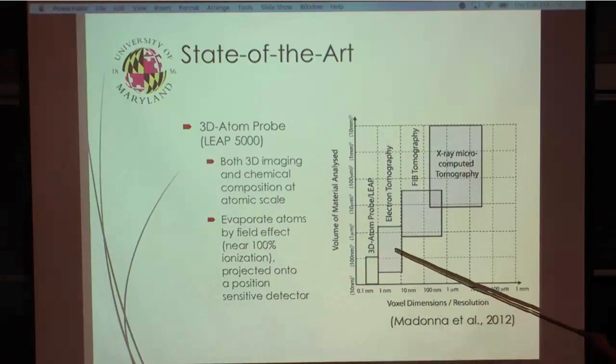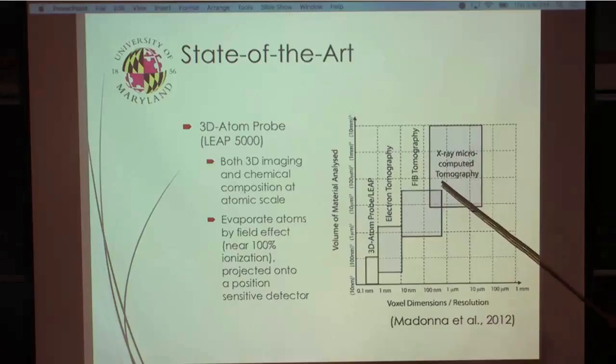And then when you go up to a little more material, you need electron tomography, which essentially uses the transmitted electrons to go through thin materials, and then FIB-SEM tomography, and then X-ray microtomography, and then micro-CTs and so on. So you can see that this is quite expensive, quite time-consuming, and also sometimes you're just not able to get the CT scan of the object.